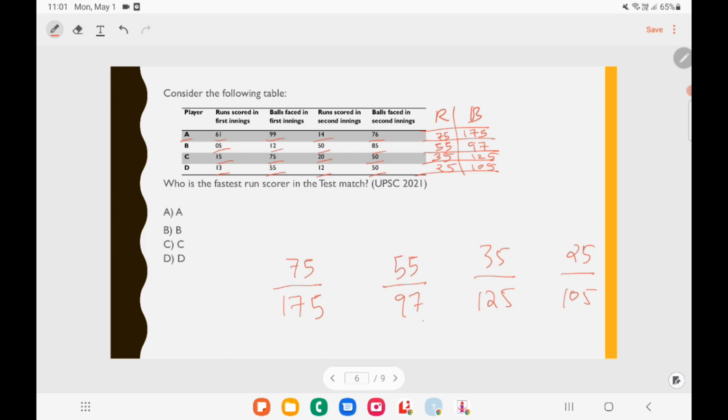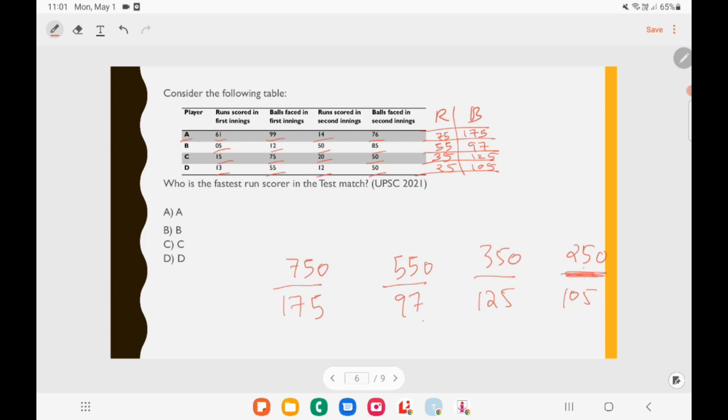If you get different fractions in any question, and you want to find out which fraction is the maximum or which is the minimum, what you need to do is just put a 0 in the numerator. Now try to solve it. So here I am taking this one first.